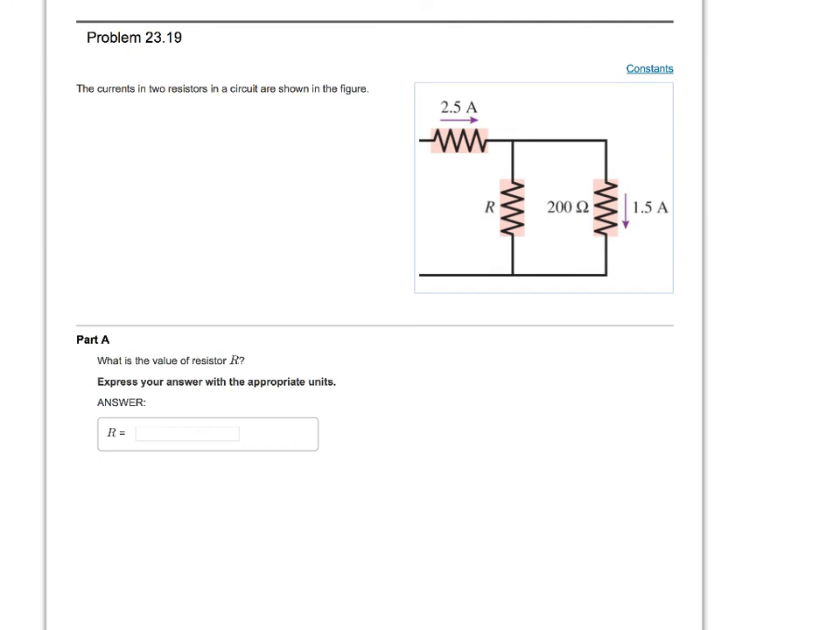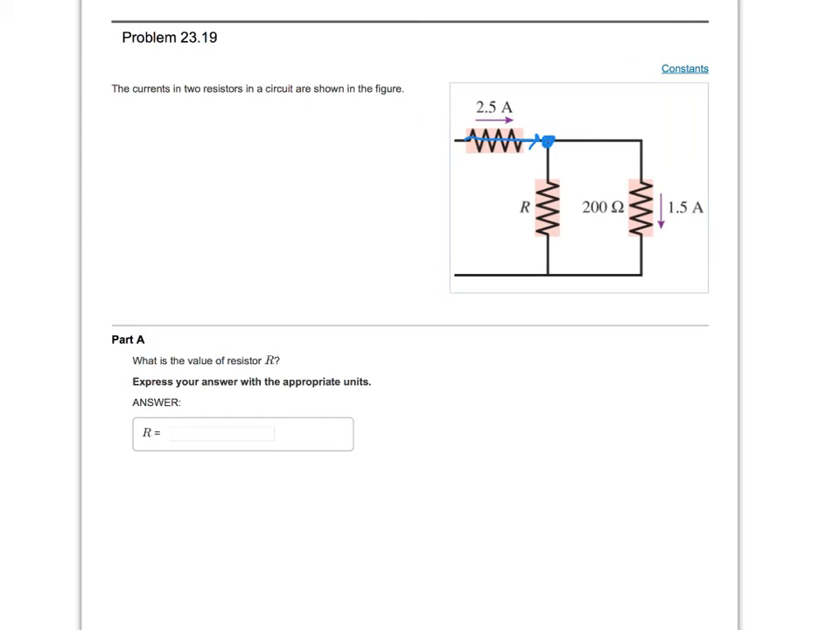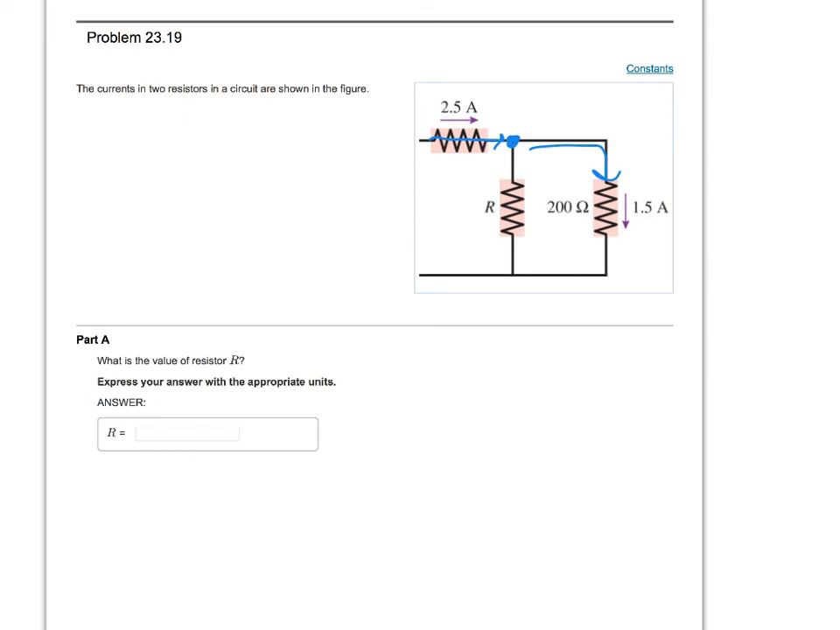All right, for this problem, we have part of a circuit here, and we know some information about different parts of the circuit, and we want to determine the value of this resistor here, R. So I know that I have 2.5 amps of current running through this resistor here. It's going to get to this junction, and it's going to split, so I'm going to go ahead and just use my junction rule. I know that 1.5 amps goes that way, which means the remaining 1 amp must flow through this resistor here. So that's useful information.